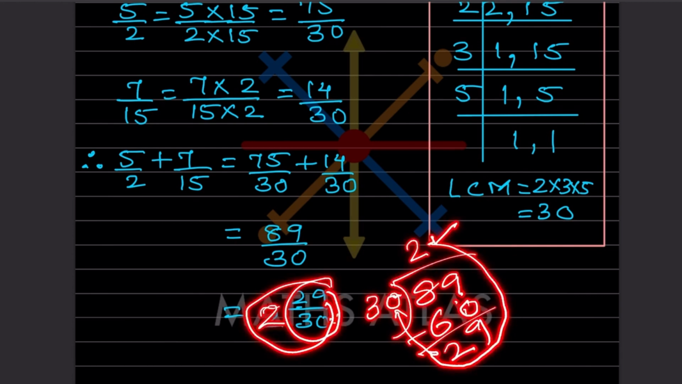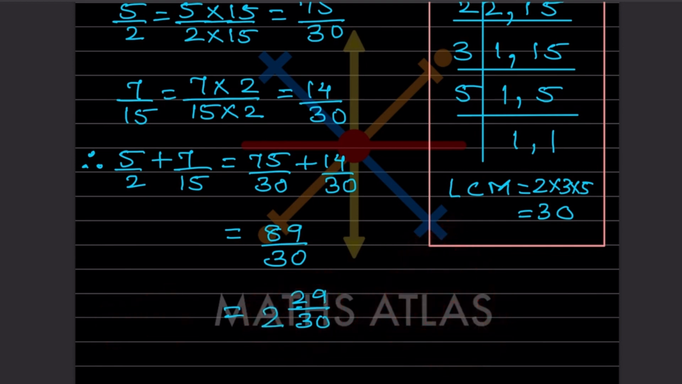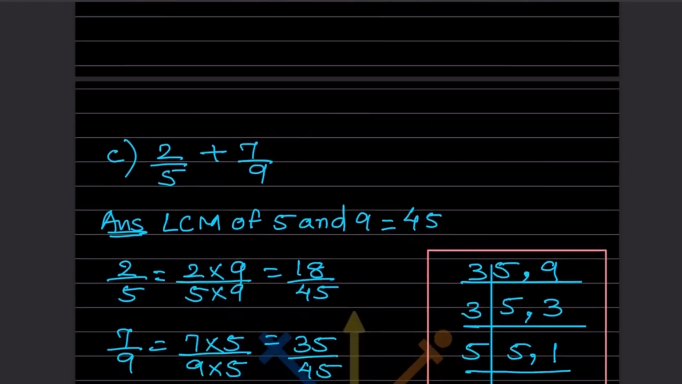And see, when you are writing this number, be careful. Don't write like this, because it looks like 29 by 30. So see that you write 2, the whole number, over here. And this 29 should be a little up. And the center of this fraction bar should be here. So it should be written like this. Now same over here.